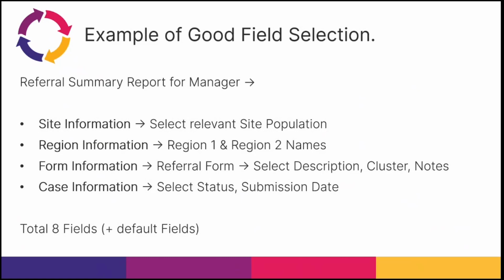So for our referral summary for our manager, they only want to see open referrals for the team meeting that they do every week with us. So for that, they're going to need to know the site information. Maybe we have a lot of sites, so the region information is going to be helpful to them. And then from the form itself, they really only want to know maybe what cluster it is, what description it is, and maybe any other notes. So actually only 3 fields the way we've built our referral form.